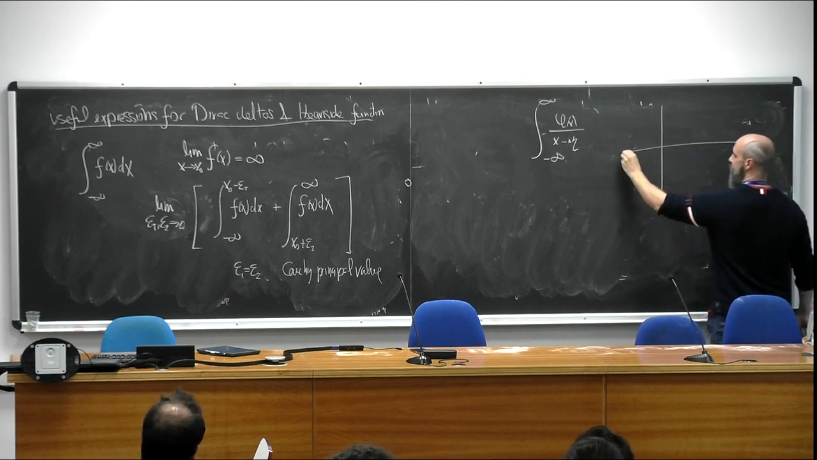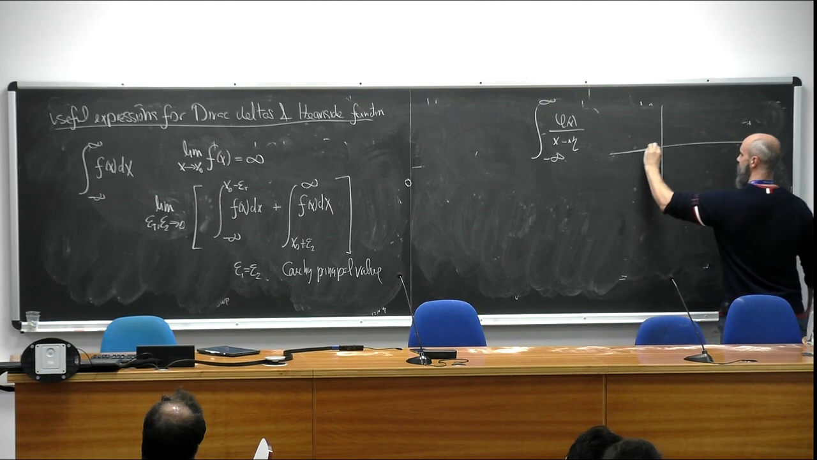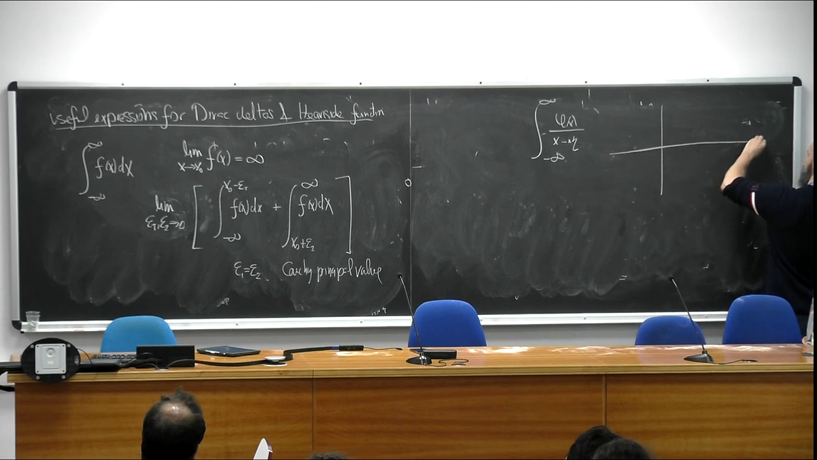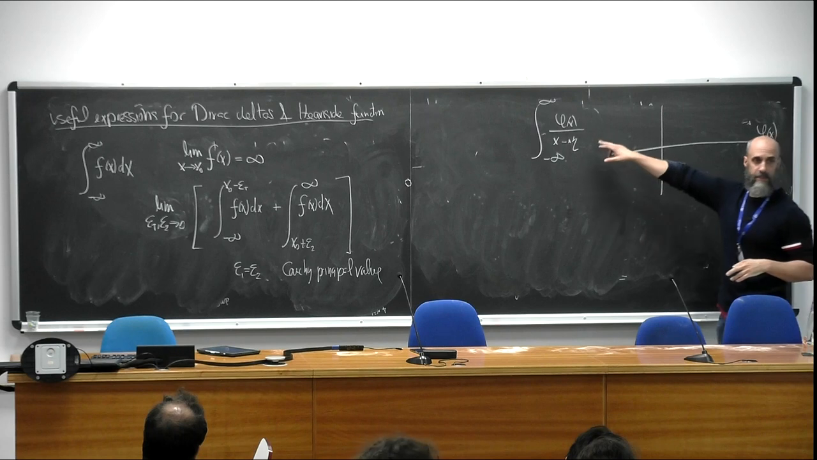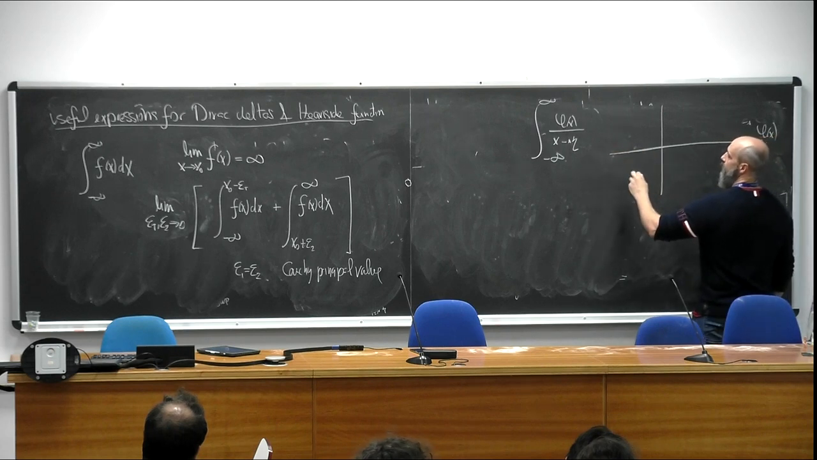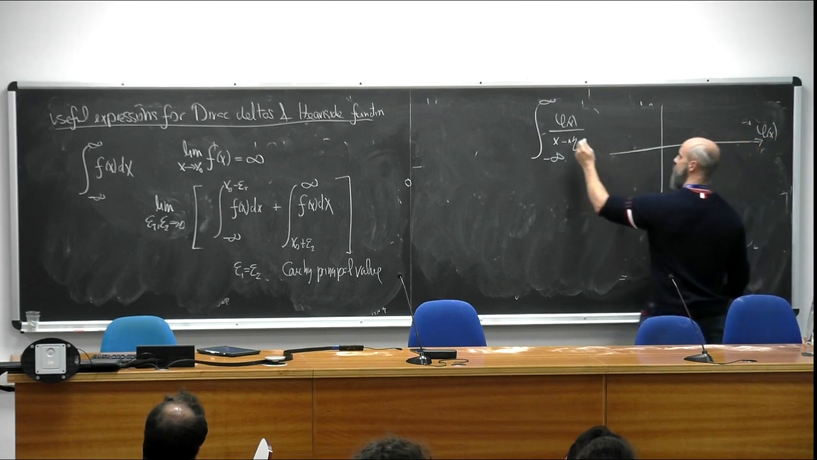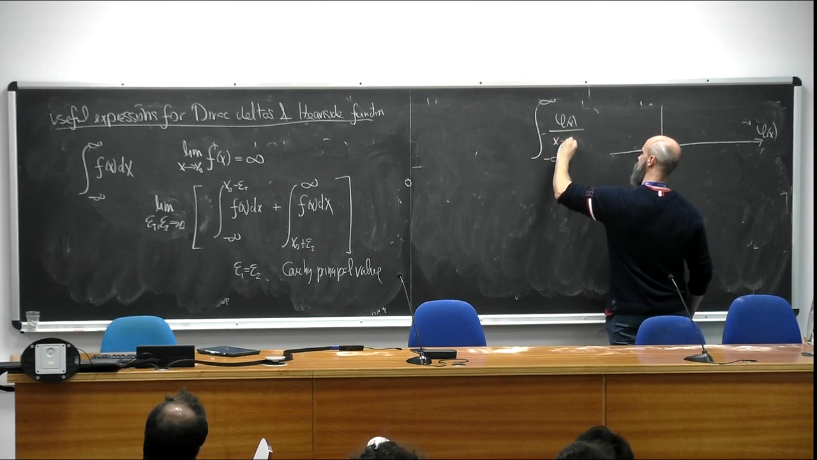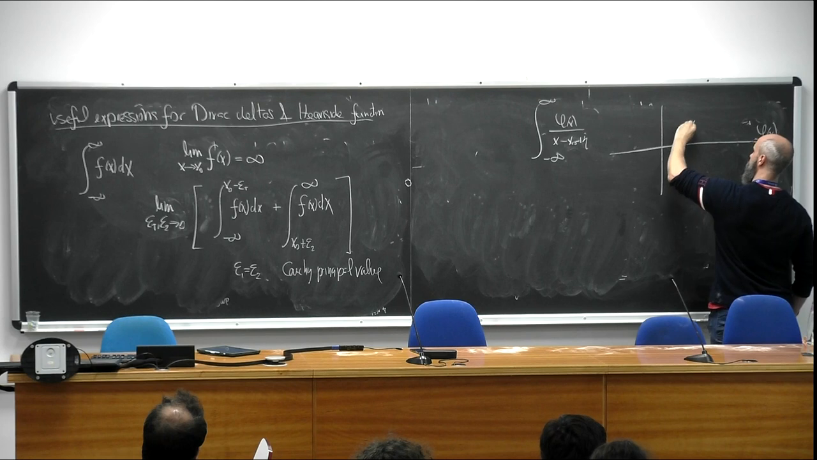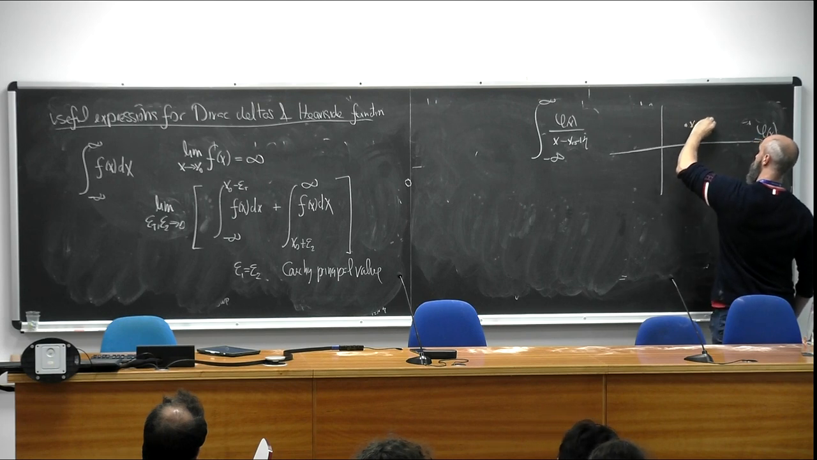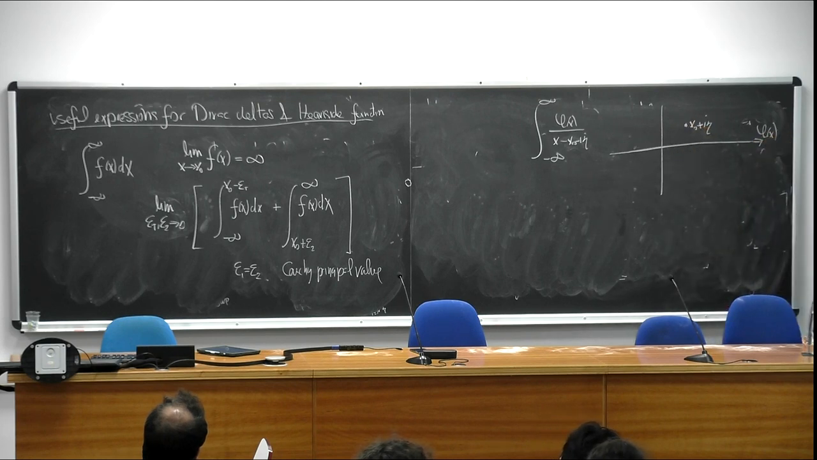So you are doing an integral on the real line of this function, phi of x. But in the complex plane, and this is a very well-behaved function, you have a single pole here, right? And actually, let us do it more fancy. So you have a pole here, x0. Yeah, and you want to resolve this integral.